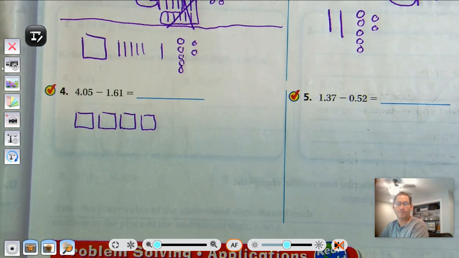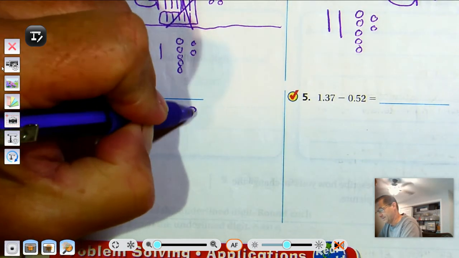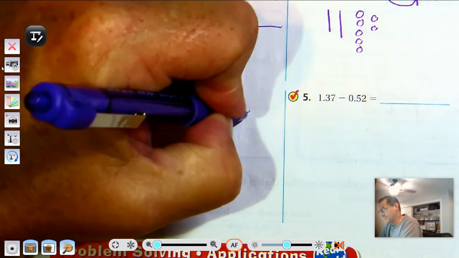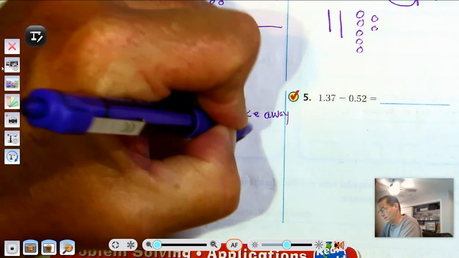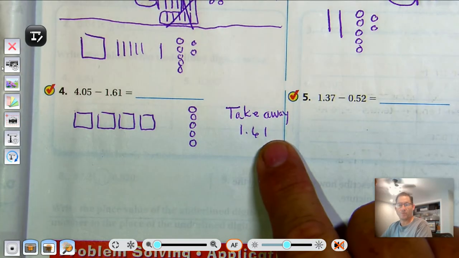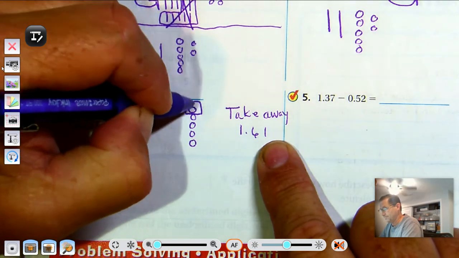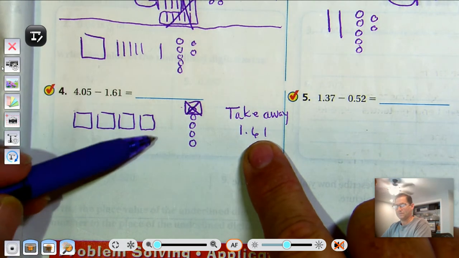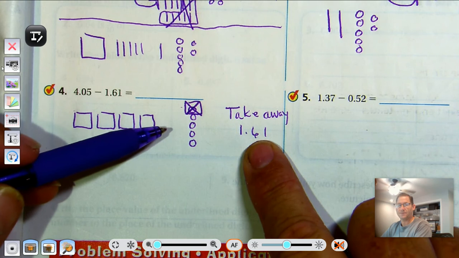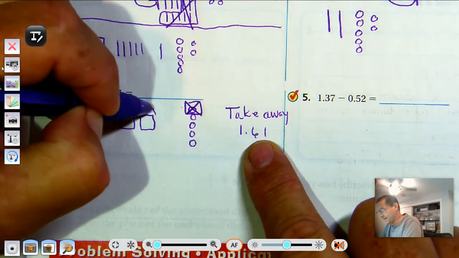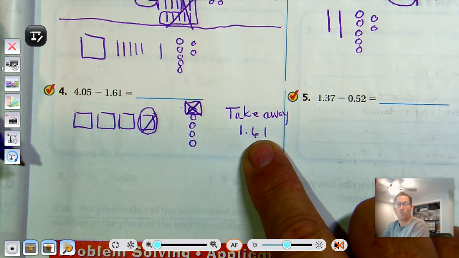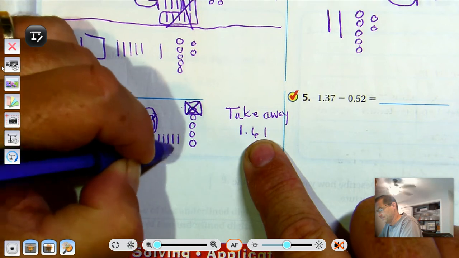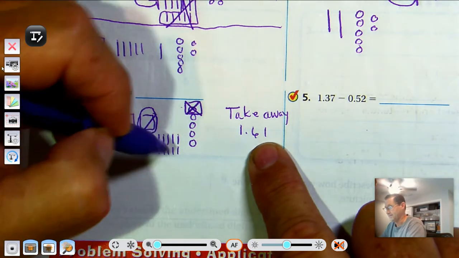Well, that picture would be 4 squares. There aren't any tenths. And 5 hundredths. We have to take away 1 and 61 hundredths. Let's start with the hundredths. Can we take away 1 hundredth? Sure. All right, so we took away 1 hundredth. Can we take away 6/10? No, I can't take away 6/10. There aren't any tenths. So we're going to have to trade one of the ones for 10/10. Okay, now can I take away 6/10? Yes.